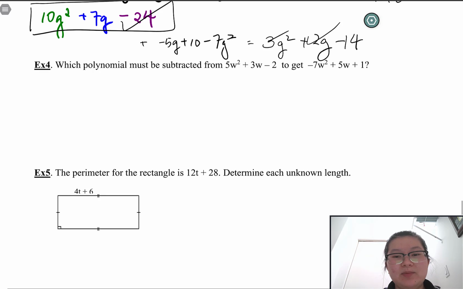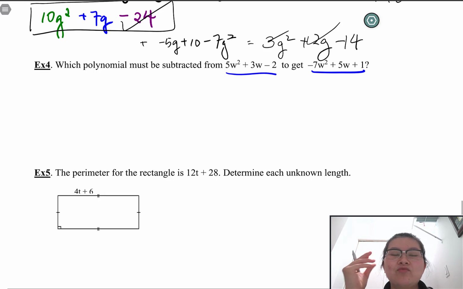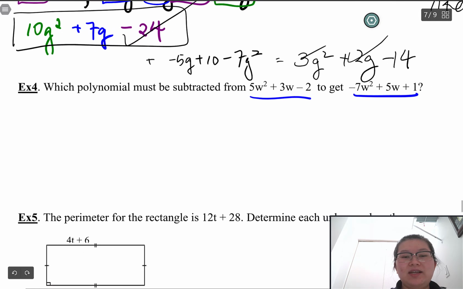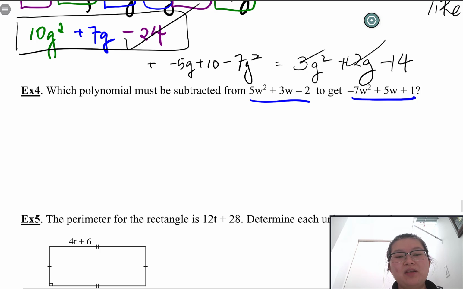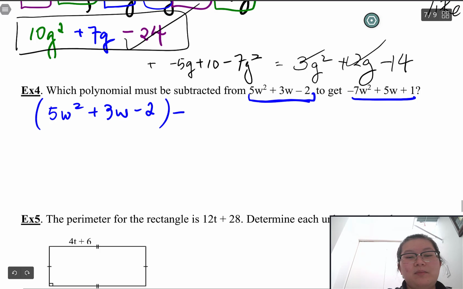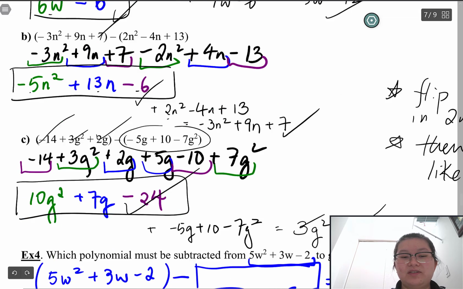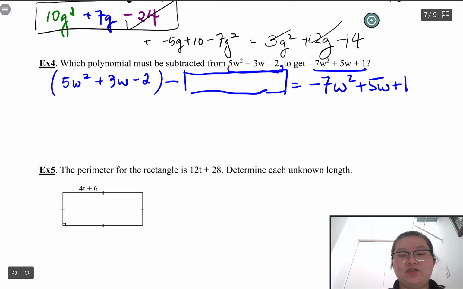Example 4: which polynomial must be subtracted from 5w squared plus 3w minus 2, essentially this one over here, to get this? If you're just staring at the question, it's not going to make sense. Try to write things down whenever you're stuck. If a polynomial must be subtracted from this one, then that statement means this thing minus some polynomial that you don't know. So this becomes 5w squared plus 3w minus 2, minus some unknown polynomial, which is going to give you minus 7w squared plus 5w plus 1. So that is what you're trying to do.